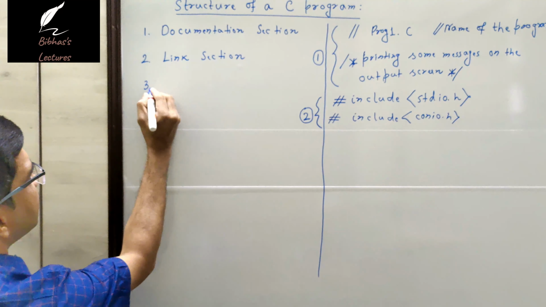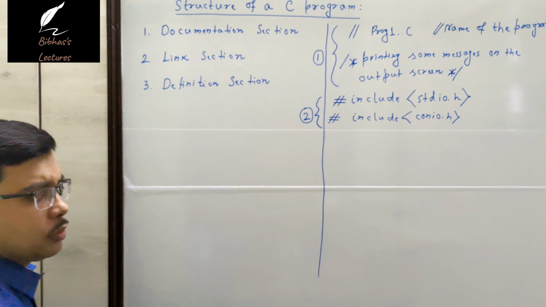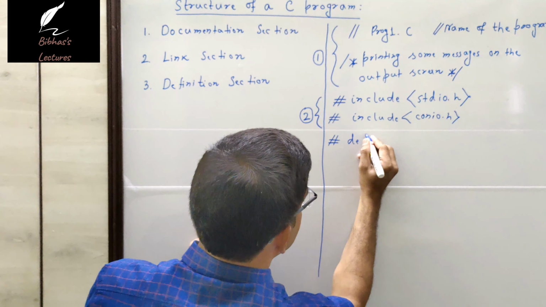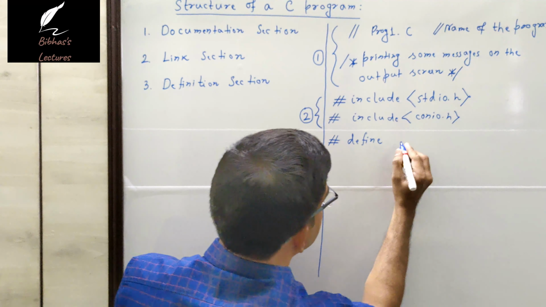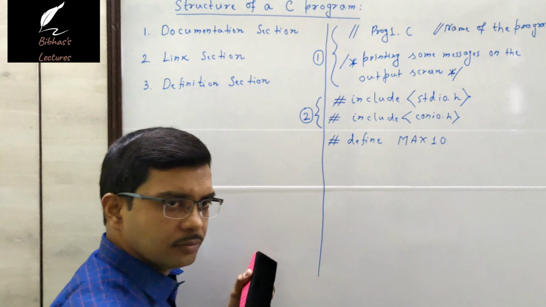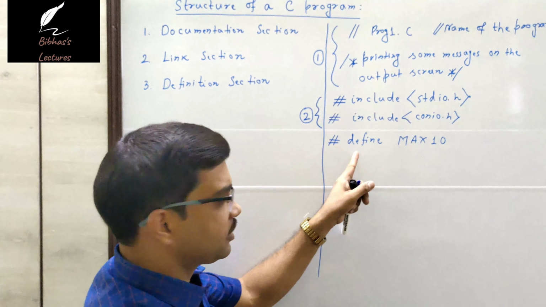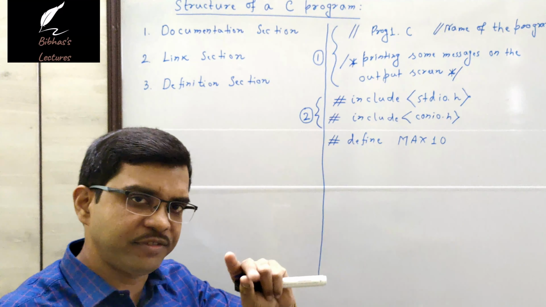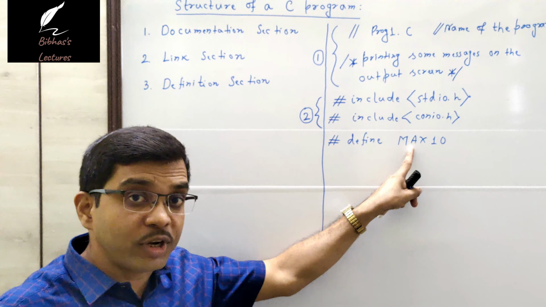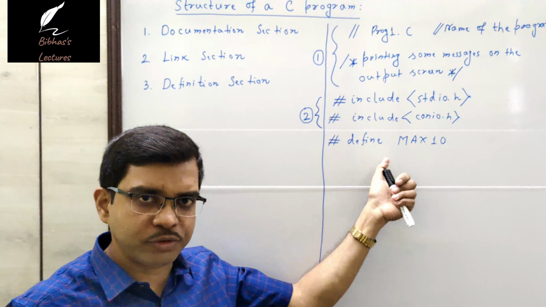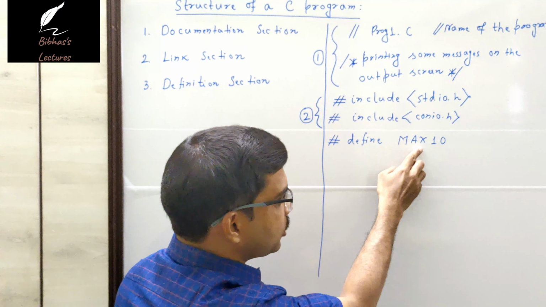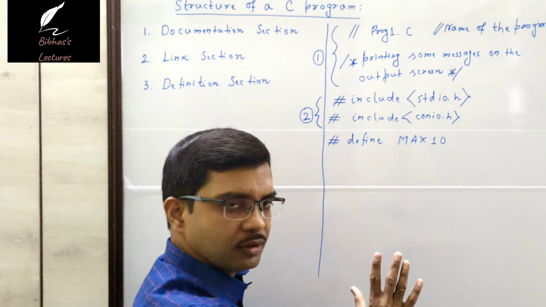Now number 3 is the definition section. What is the definition section? For example, #define MAX 10. Now look at this line. Here the hash symbol means it is also a preprocessor directive. Now we are defining a symbolic constant. This #define is used whenever we are going to mention any symbolic constant in our program. So here the name of the symbolic constant is MAX, and its value is 10.